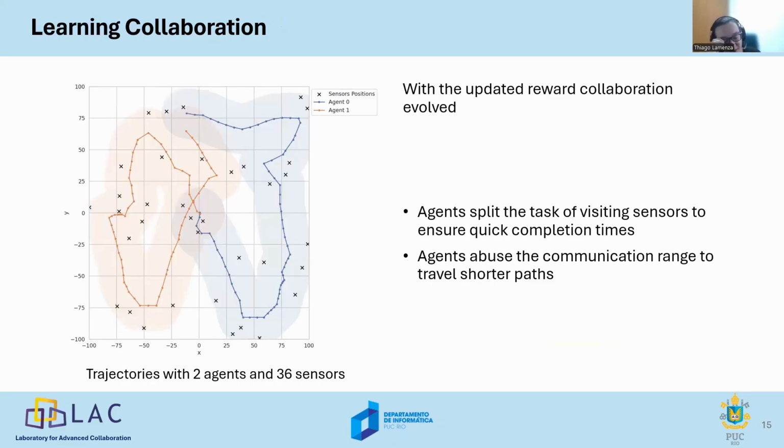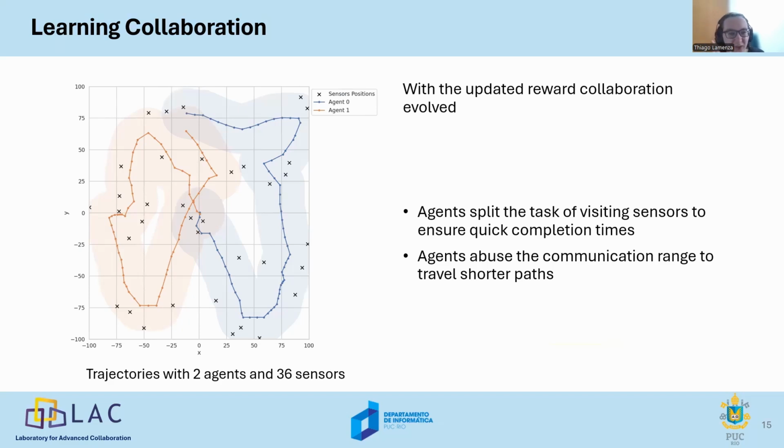So some better results now that we're showing, where the agents collaborate. You can see that they basically split the task of visitation between themselves, with one agent visiting half of the sensors and the other agent visiting the other half. And the punishment part of the reward structure was essential for this solution, because it introduces a time constraint, and the agents figure out that the way that they can solve this scenario as fast as possible is by splitting work between them. And also you can see that the trajectories are quite optimized, and the agents are abusing their communication range in order to have shorter paths.